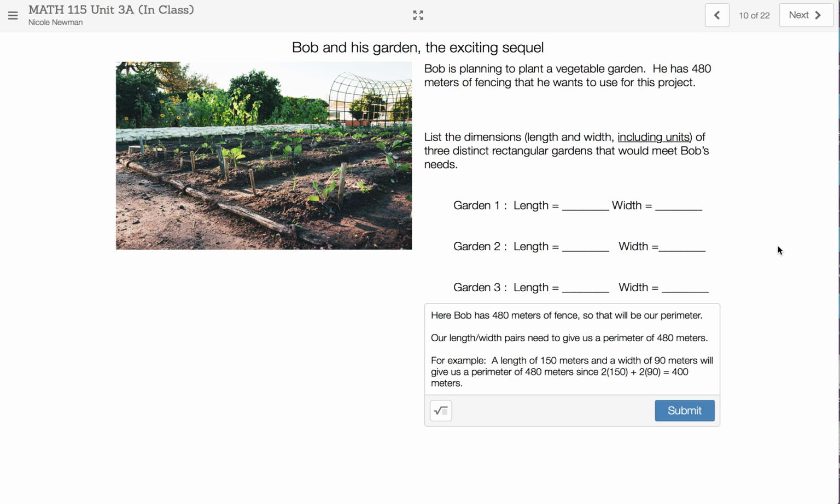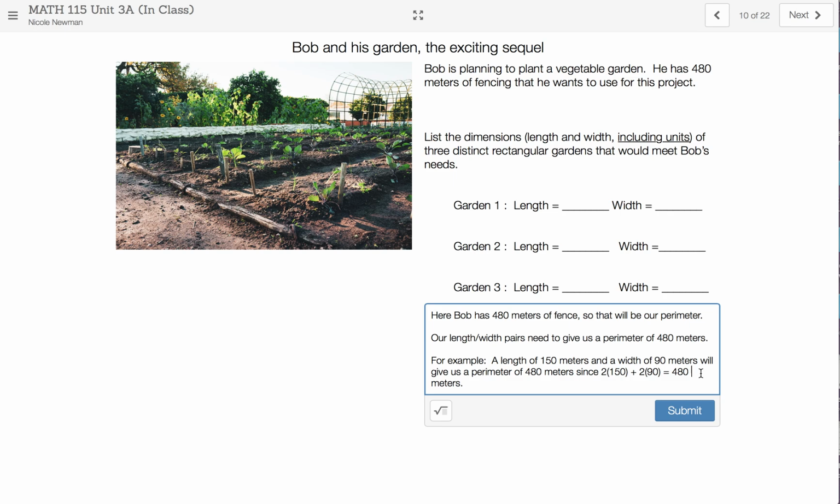Bob makes a return here, and it seems like it might be the same problem. The number is the same, but this is meters of fencing, so it's really about our perimeter. So I make a note of that down here. 480 meters of fence, that's our perimeter. This means that whatever we write down for a length-width pair needs to give us a perimeter of 480. And I give you one example, 150 meters for a length and 90 meters for a width will give us 480 for our perimeter, since 2 sets of 150 plus 2 sets of 90 will give us, I have a typo, this should be 480.